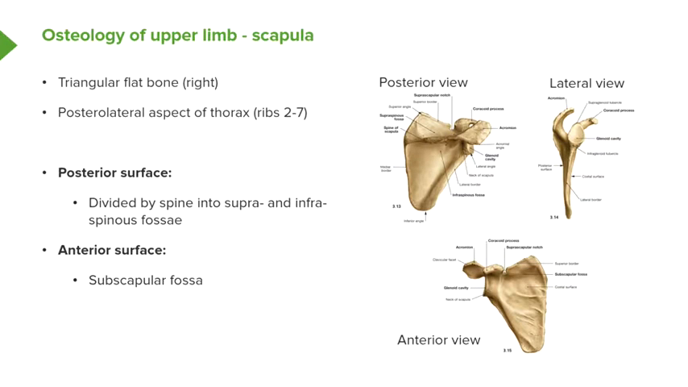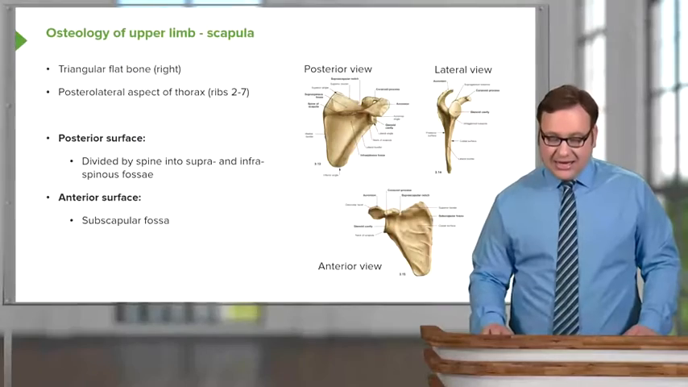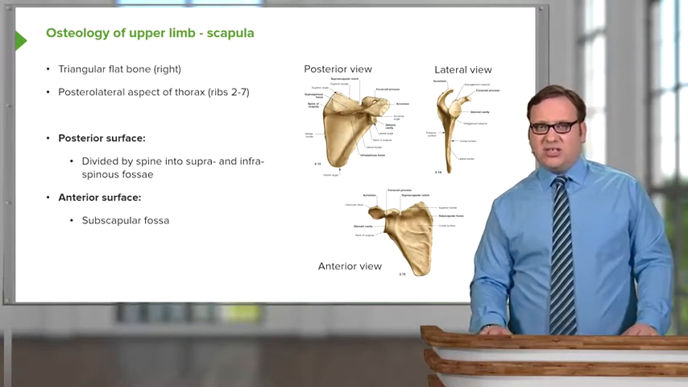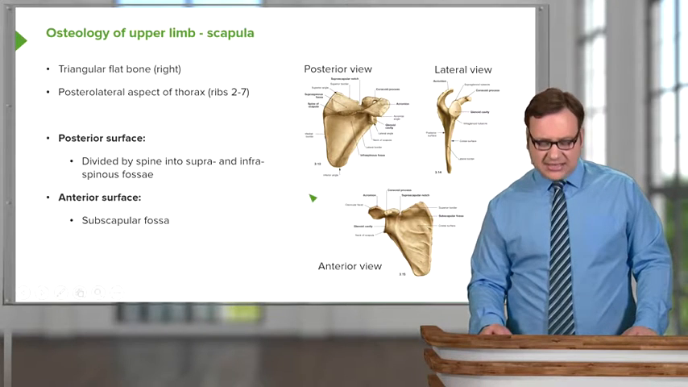So let's look at some features of the scapula. As I mentioned, it's a triangular, flat bone, and it sits on the posterolateral aspect of the thorax at the level of ribs 2 to 7. So it sits directly posterior to the rib cage at the level of ribs 2 to 7.